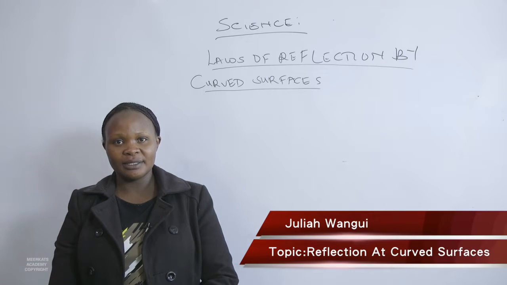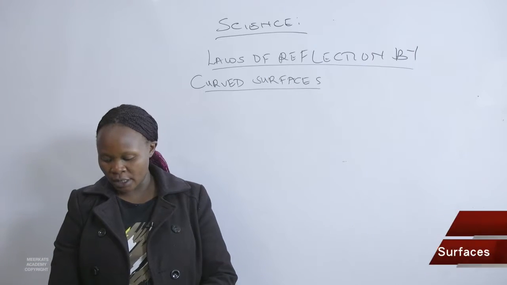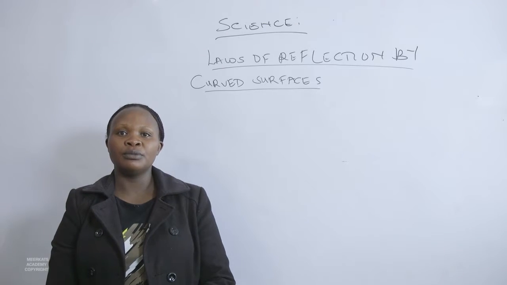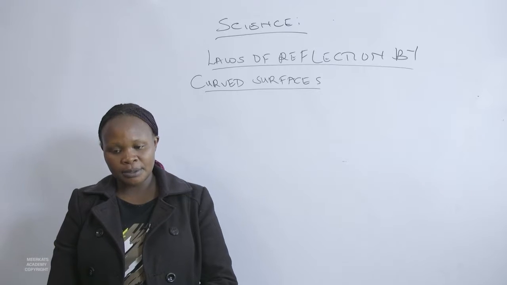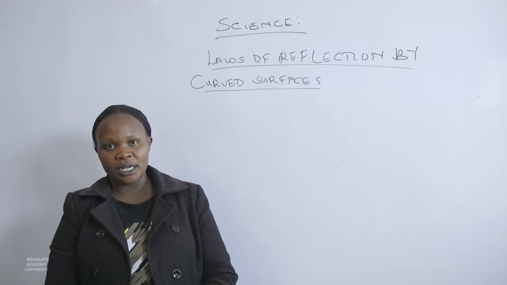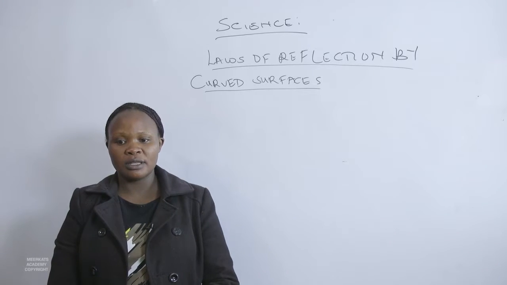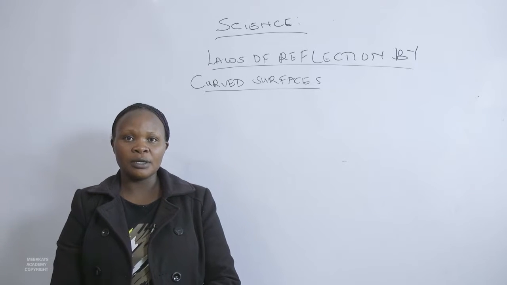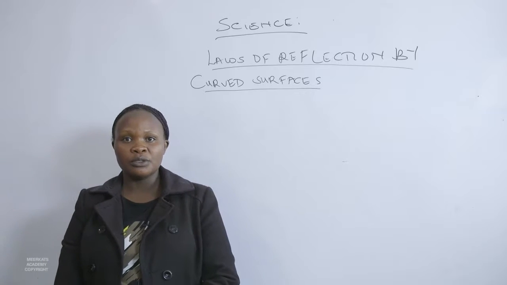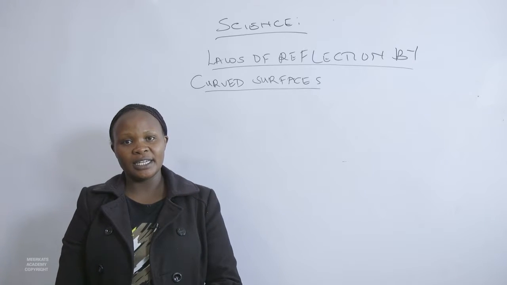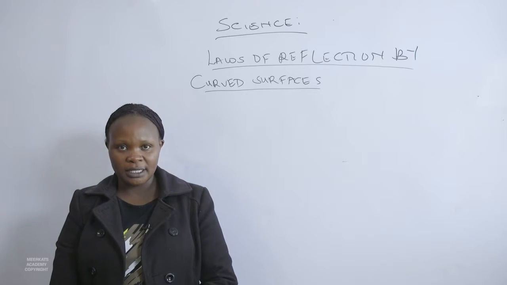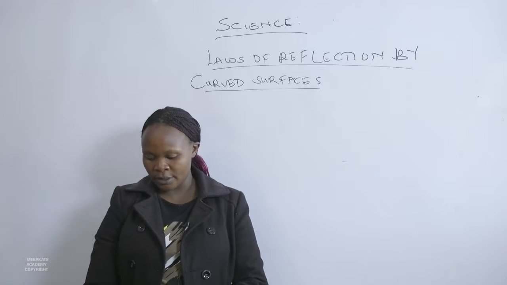Good morning and welcome to our lesson today. We are still on curved surfaces and we have been able to look at the types as well as how we can come up with them, how we can actually make our curved surfaces. Now, we want to go a step further and find out how light is actually reflected on these surfaces.